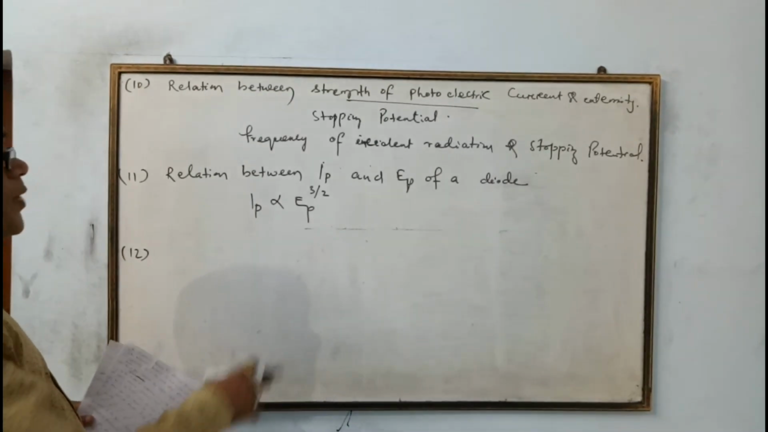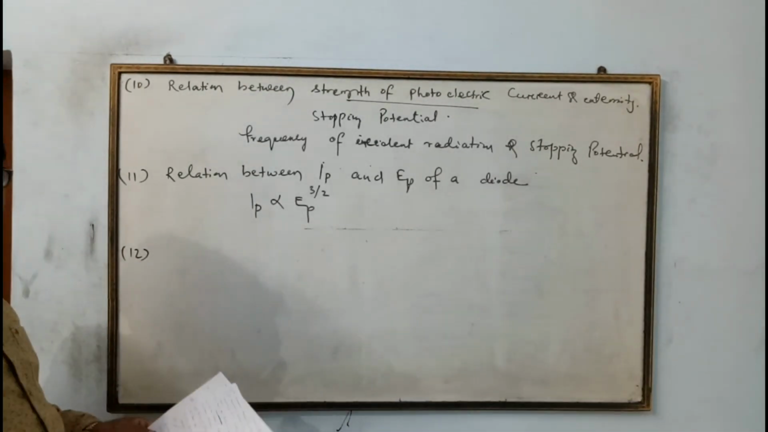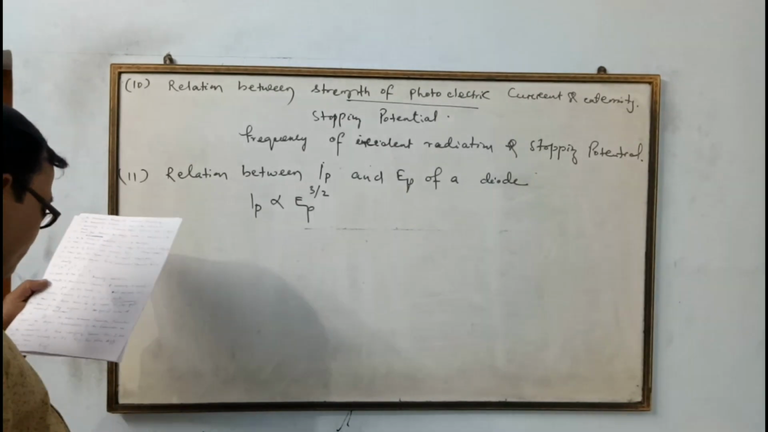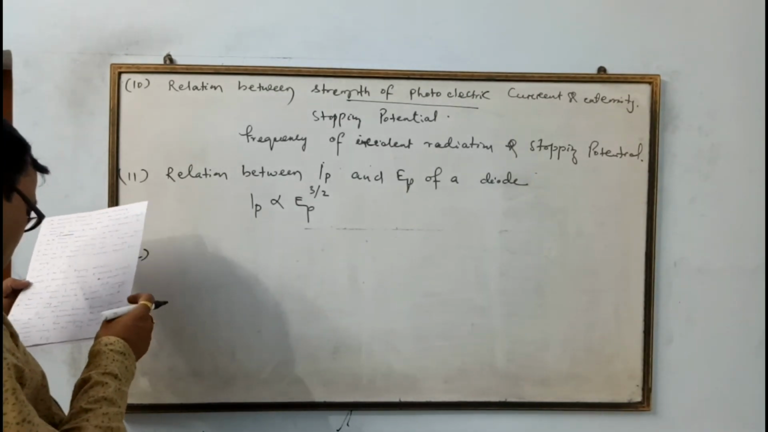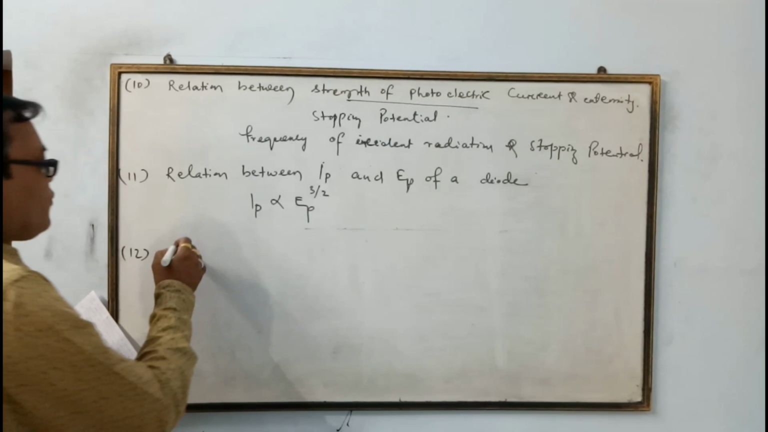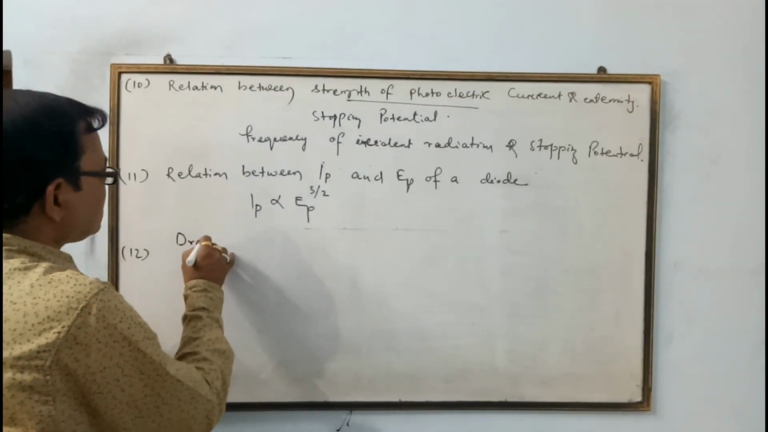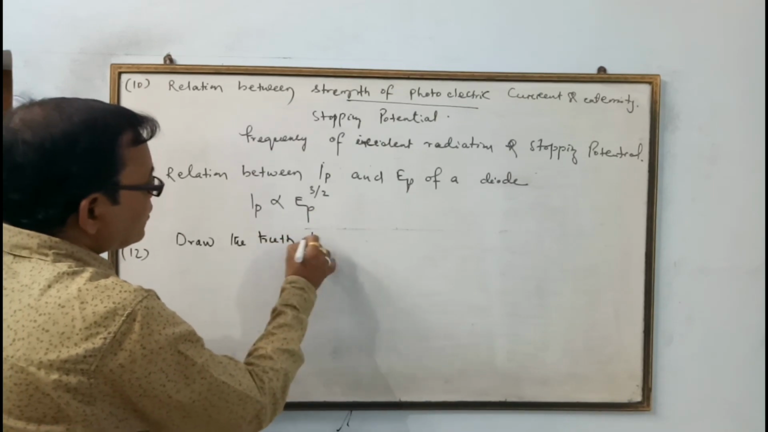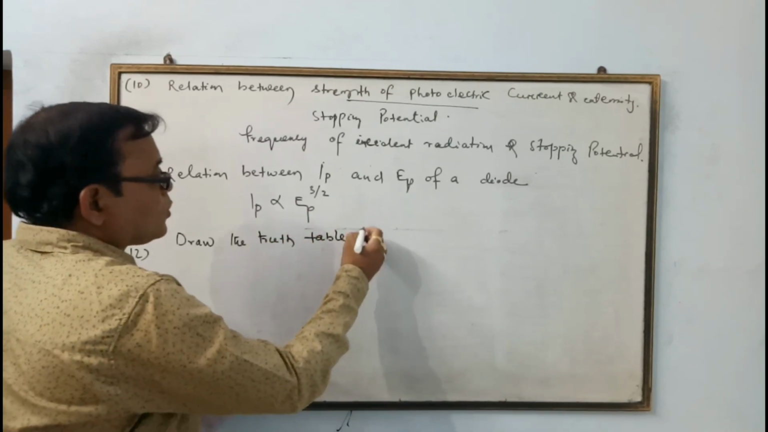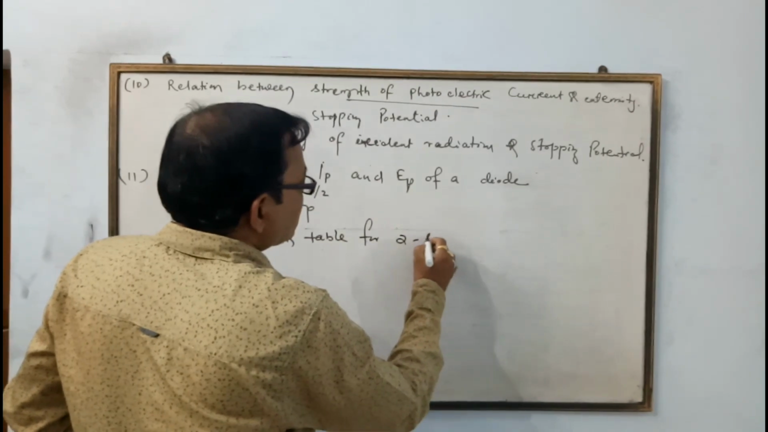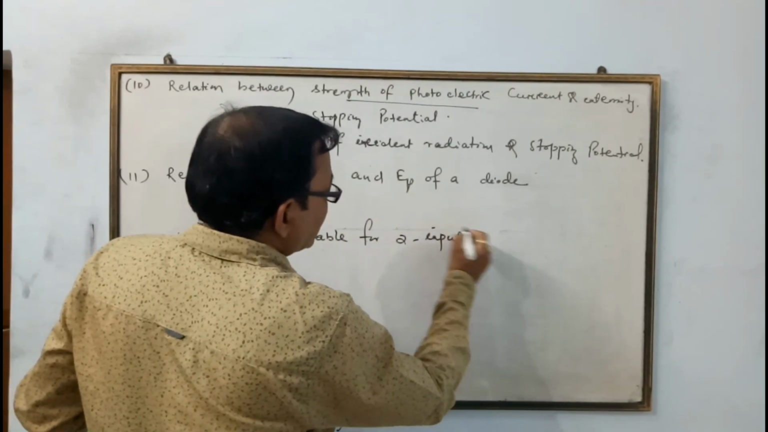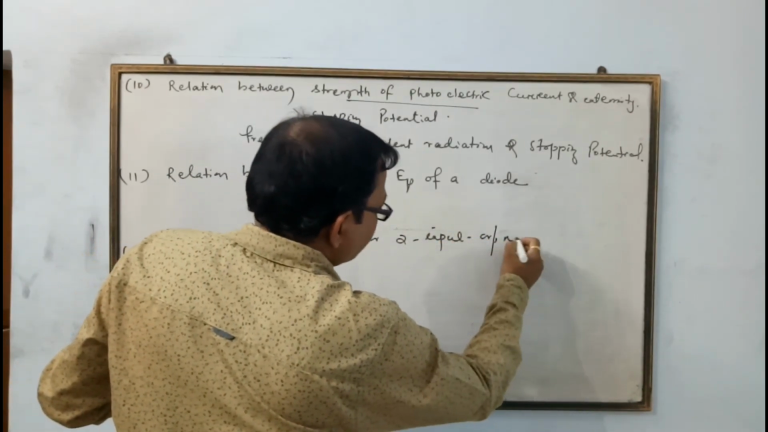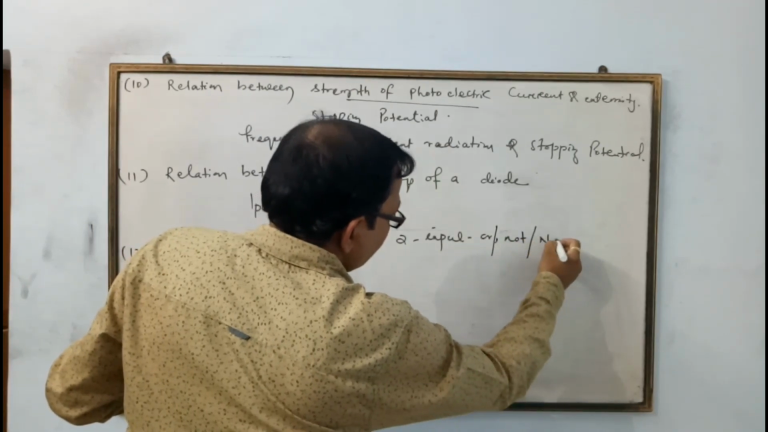The relation between IP and EP of a diode, that is, IP is directly proportional to EP to the power 3 by 2. Then draw the truth table for 2 input OR gate, NOT gate, NAND gate also.